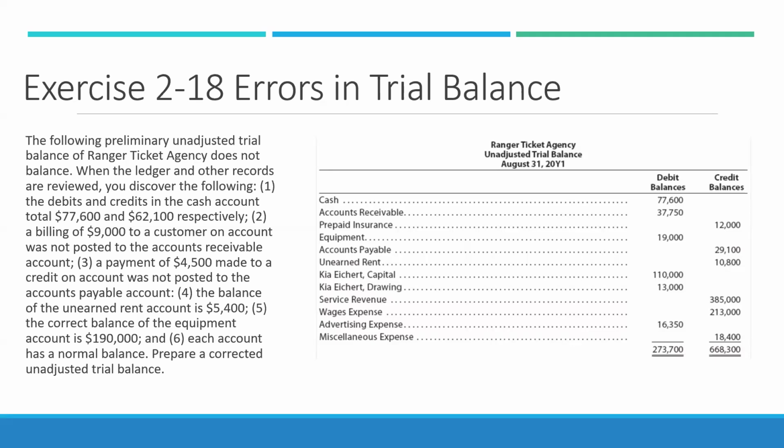Another few things that jump out just off the top of my head is wages expense is listed as a credit when it should be listed as a debit. Advertising expense is listed as a credit, not a debit. So when you're looking in your homework or on a quiz and you're wondering what's wrong with it, just look at all the accounts and make sure that they're on the right side.